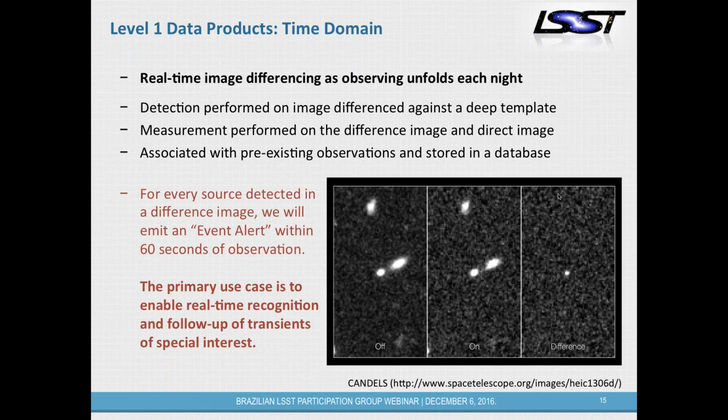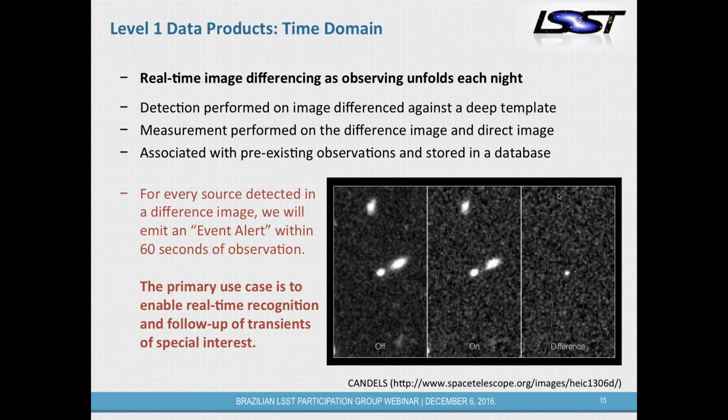That difference will give us anything that's changed since the template was built. So on timescales of months, or anything that varies significantly at timescales shorter than a couple of months, we will catch that way. Then we will measure the detected objects on the difference image, and we'll perform some measurements on the direct image. And we'll also associate those objects to pre-existing observations that are in the database and store them in the database as well.